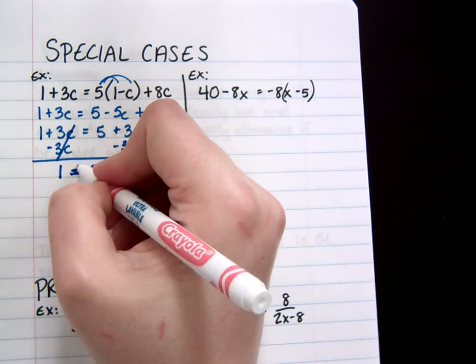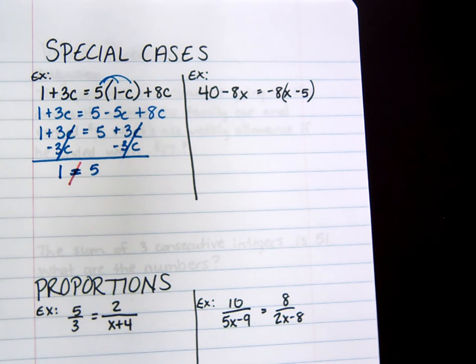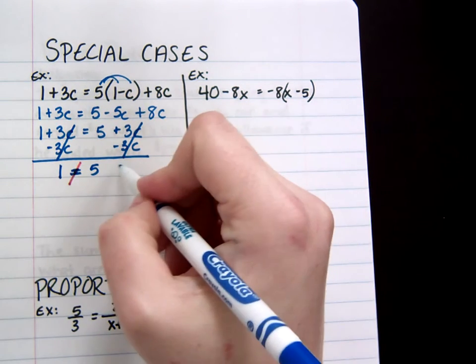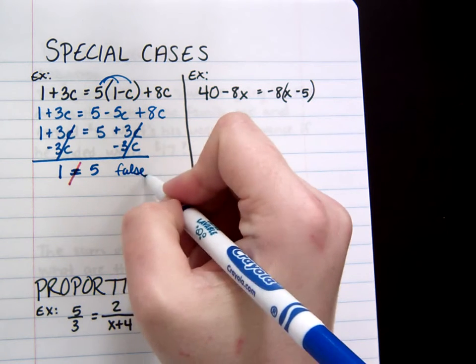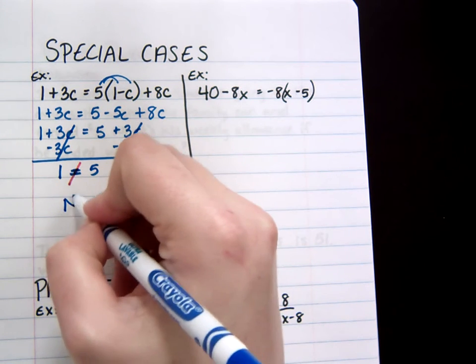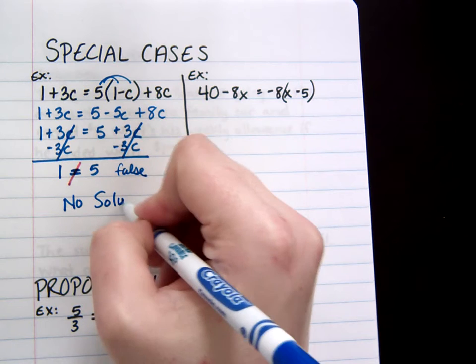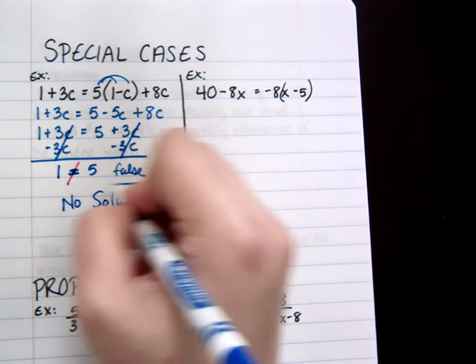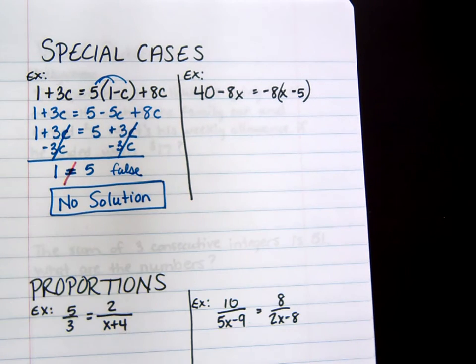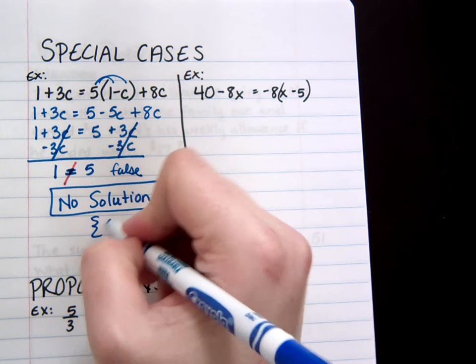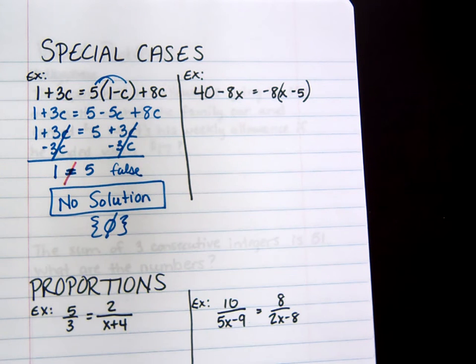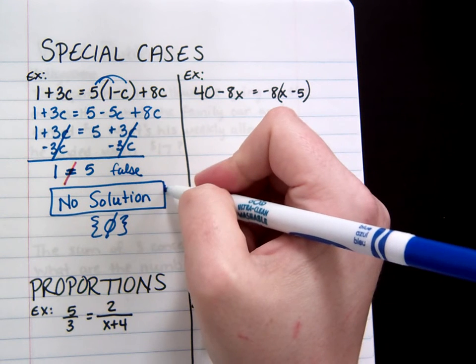This is not true. If you have a statement that is false, it means that there is no solution. Some teachers will let you write NS or no sol, or sometimes they'll even do this, which is the null set or empty set. It just depends on your teacher. I'm okay with you doing this one.